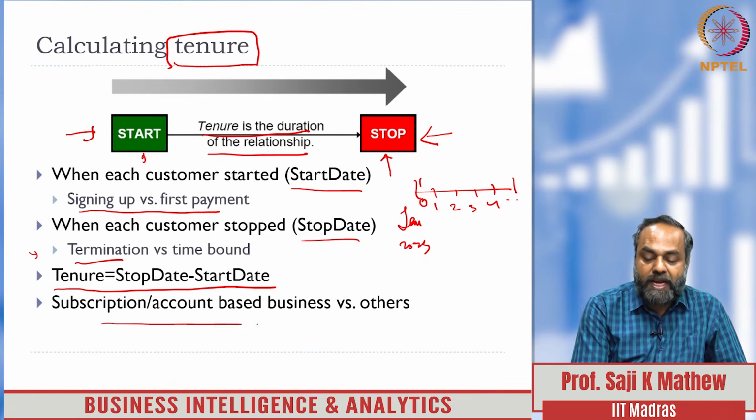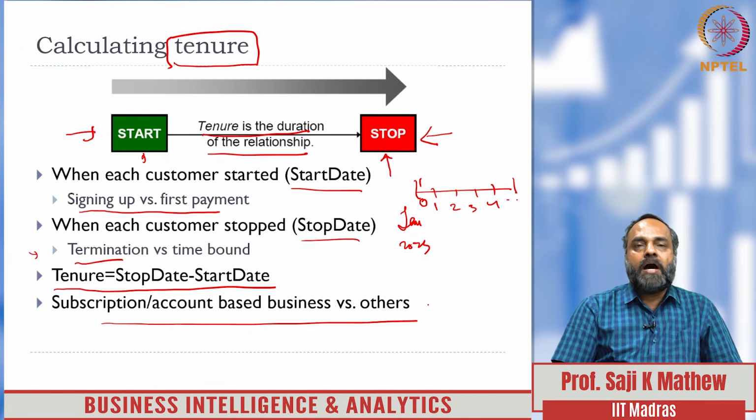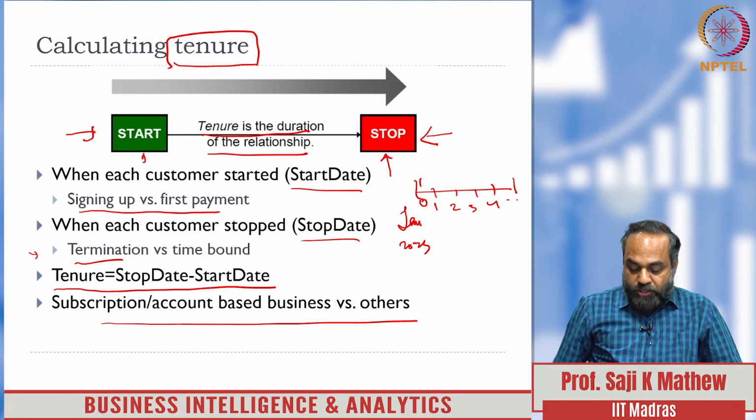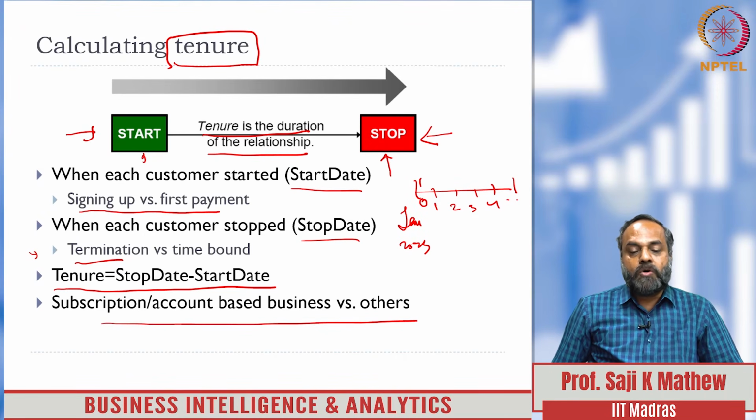And there is also a challenge, as I already mentioned, in subscription business it is easy to understand start date and stop date, whereas in non-subscription businesses like typical retail business, when does a customer stop? Because a customer may come back after, say, 1 year, you never know. So you cannot say it's a hard stop at any point in time, and therefore you need alternate proxies for deciding what is a stop date. So this is about tenure. Tenure is the difference between stop time and start time.